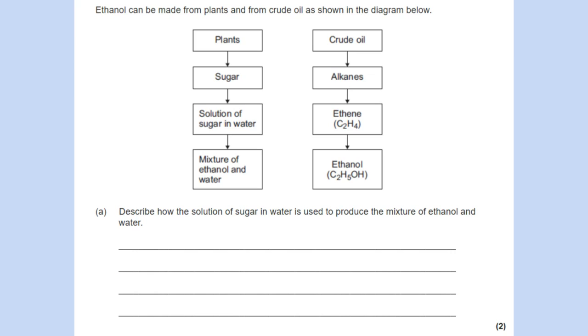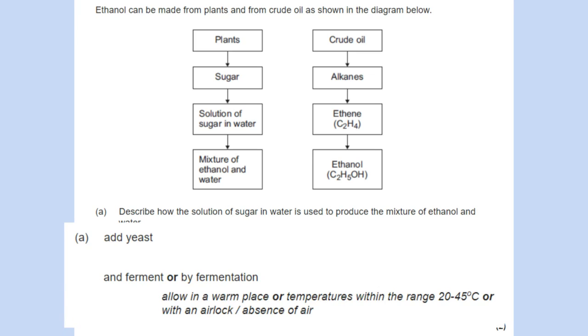So we've got a comparison side by side of the way ethanol could be made from fermentation or from alkenes from crude oil. So we've got a 2-mark question. Describe how the solution of sugar in water is used to produce the mixture of ethanol and water. Okay. 2 marks, pause the video, see if you can do it. And then we'll go through some answers.